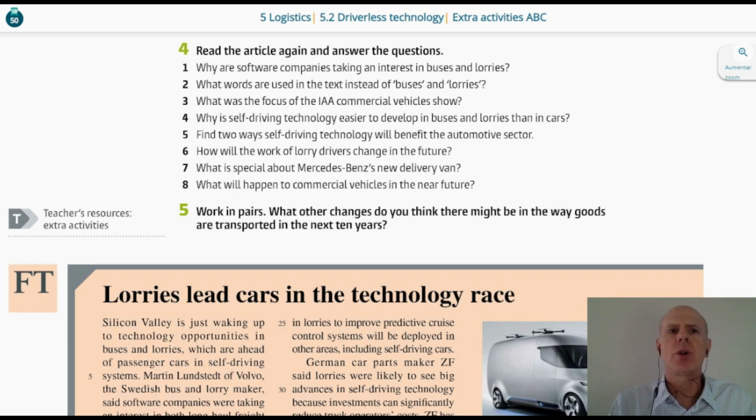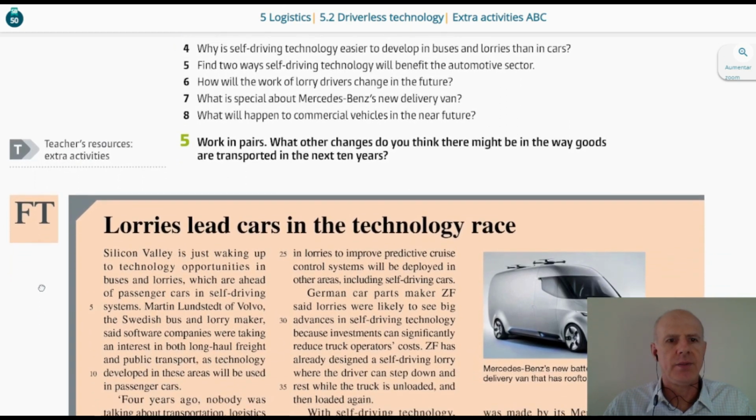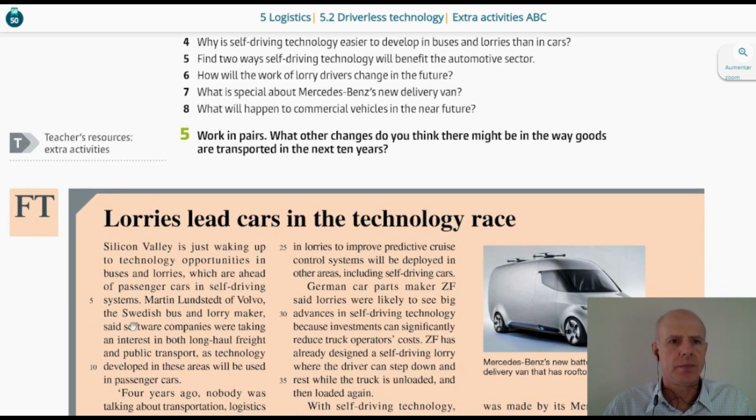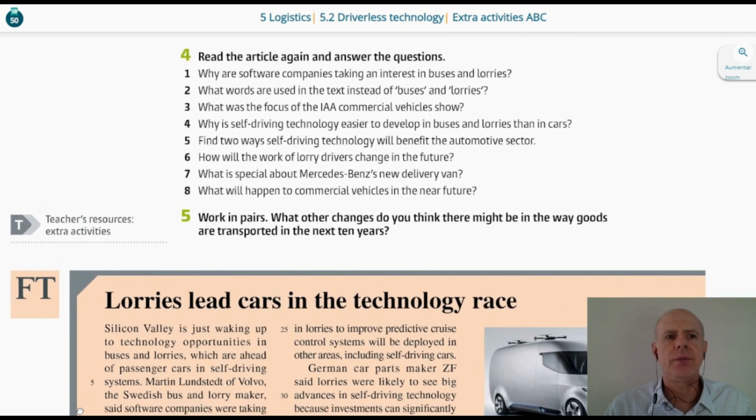Why are software companies taking an interest in buses and lorries? We have it here. Look, software companies were taking an interest in both long-haul freight and public transport, as technologies developed in these areas will be used in passenger cars. So if they develop for freight and public transport, they are also developing for passenger cars. So they have to work only once.